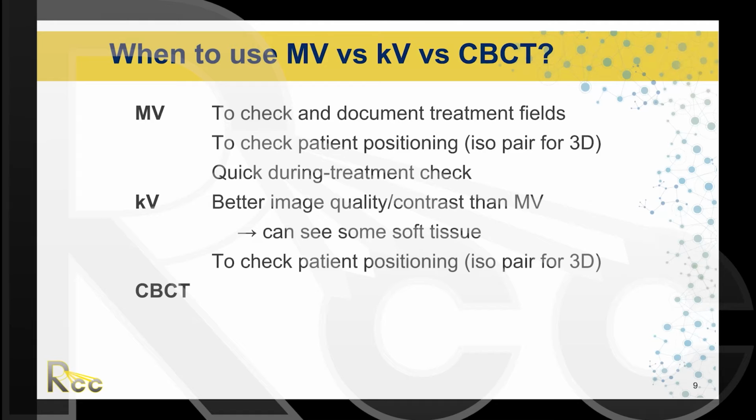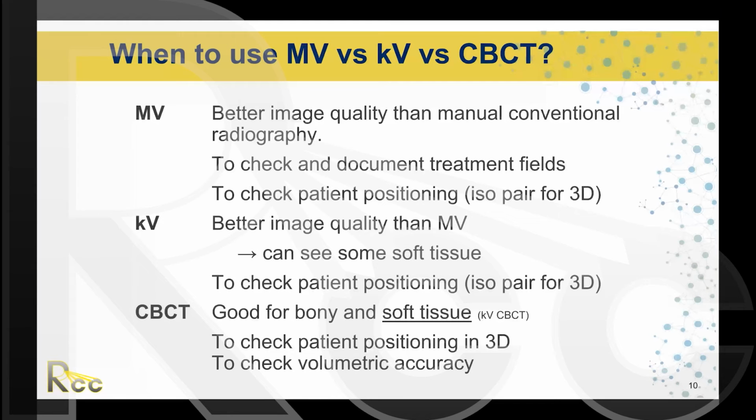Planar KV imaging provides for better contrast and some visualization of soft tissue. It can be used to effectively verify patient and target position, but KV images do not allow you to take an image of the actual treatment field and can be used for position or target verification only. Just like with our MV images, in order to assess patient position in 3 dimensions, a pair of images separated by 90 degrees called a stereoscopic or iso pair must be taken.